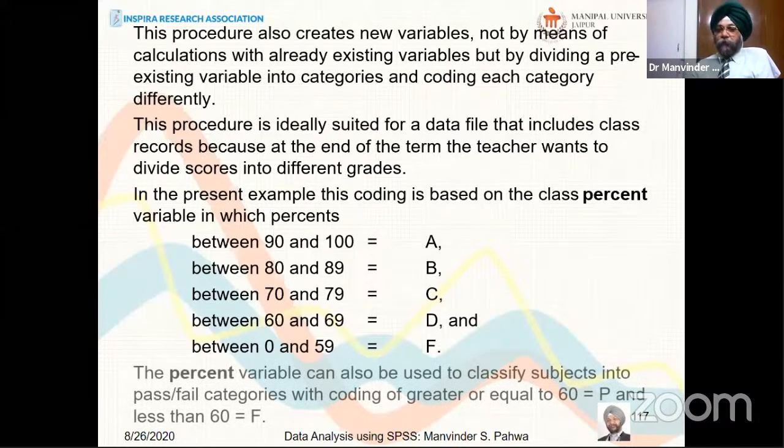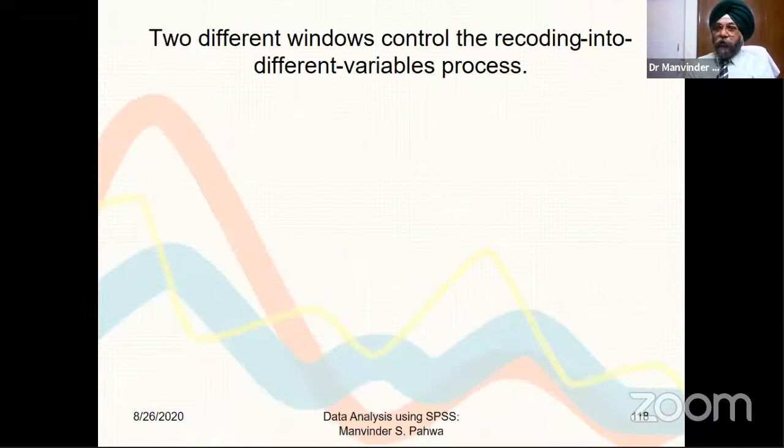So the percentage variable can also be used to classify the subjects into pass and fail. Now you can also tell pass and fail. Those who are more than 60, they are pass. Less than 60, they are fail. Now two different windows control the recoding into different variable process.